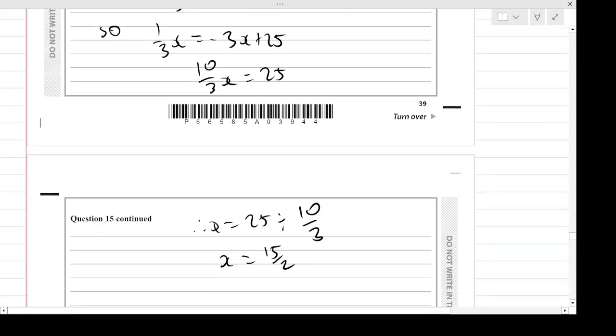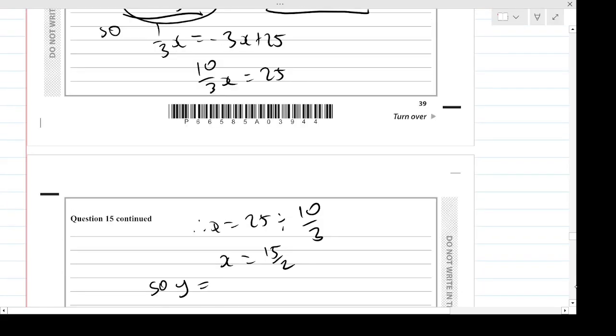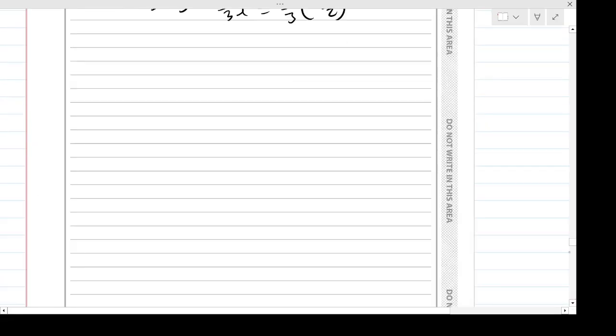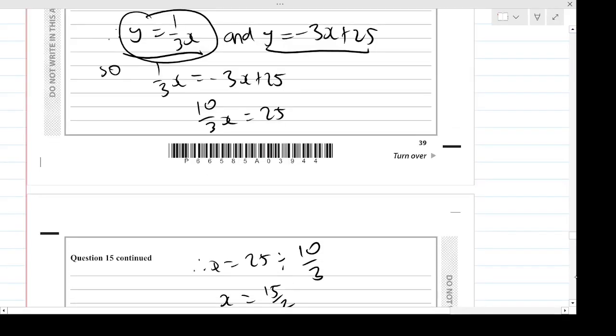Of course, that's my x coordinate, so then I need to find the y part. Again, I can just substitute that into either equation. Obviously, y = (1/3)x is going to be the simpler one. So y is a third of 15/2, and that would be 5/2. So P is the point (15/2, 5/2).